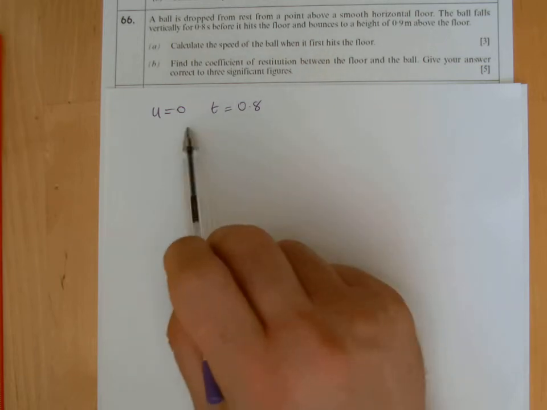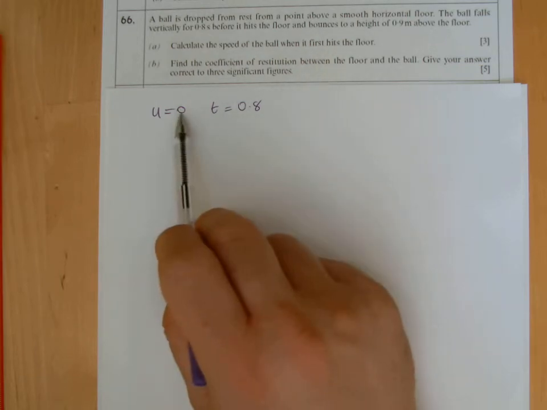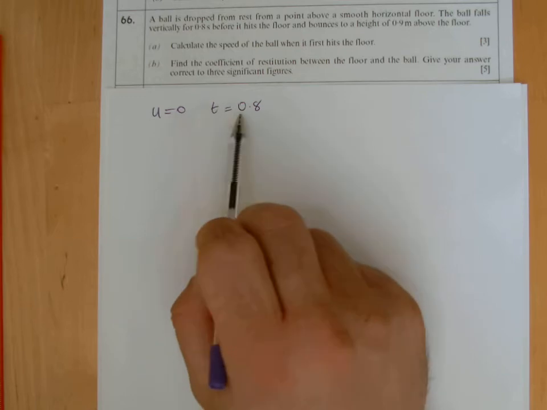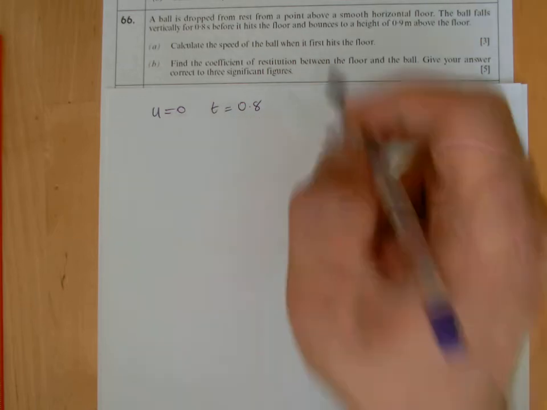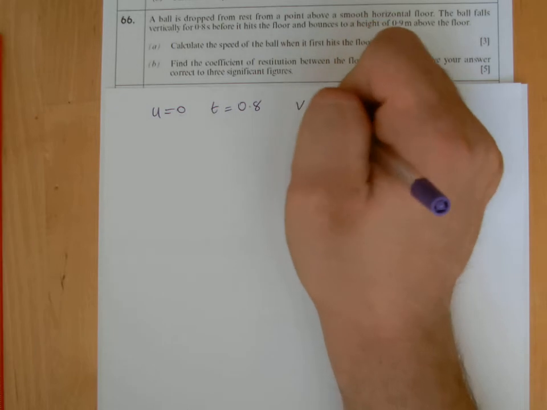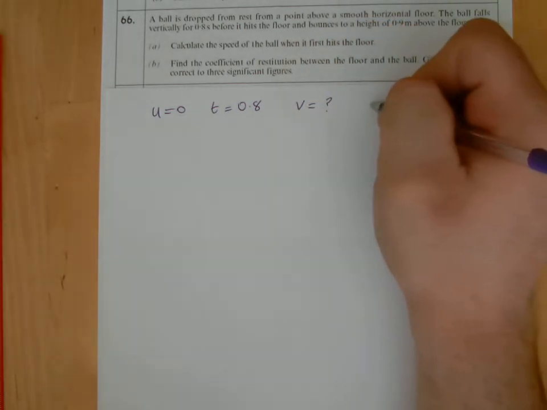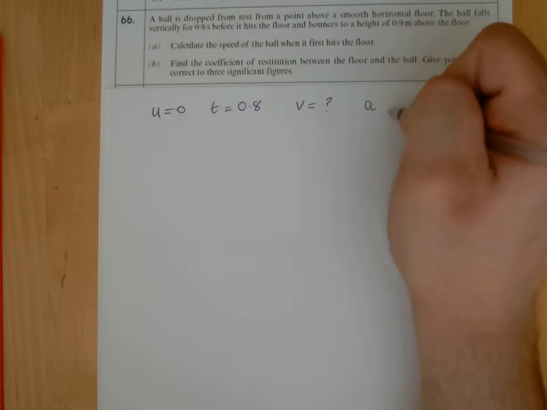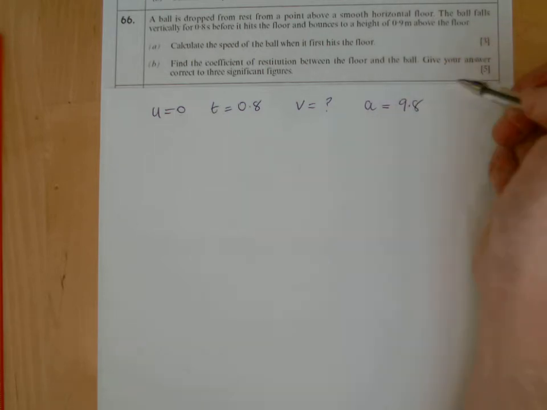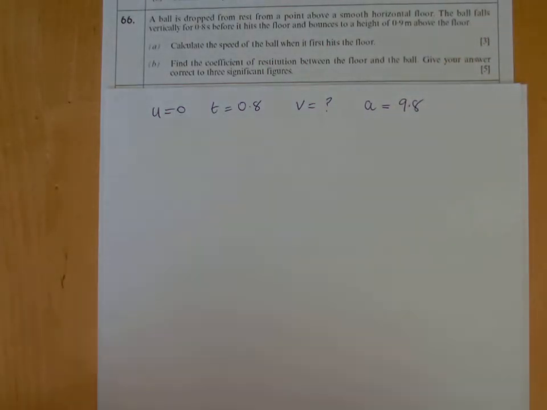So if the ball is falling, obviously it's released from rest, it falls for 0.8 seconds. When it hits the floor, it'll have a velocity of v, which we'll work out now. And of course, acceleration, well this was falling under gravity, acceleration will be 9.8, and we can write it as positive 9.8 because we can think of downwards as positive, can't we?